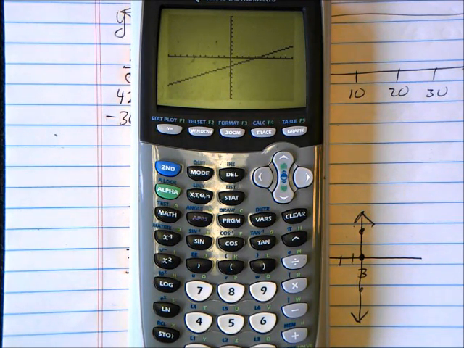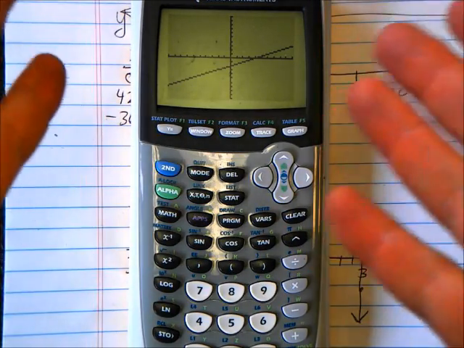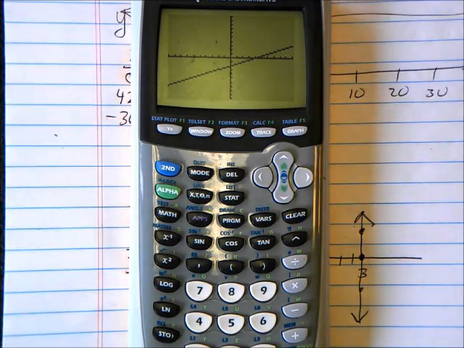Okay? Sometimes I hit zoom 6 and nothing shows up. And that tells me, okay, my window's bad, and then I got to do a little more work and figure out what my window should be. But this at least gives me a reference, gives me a starting point.